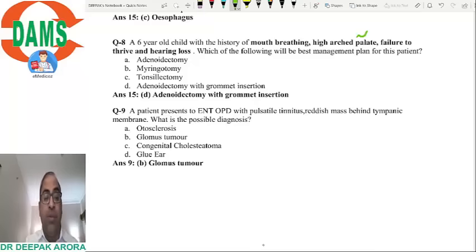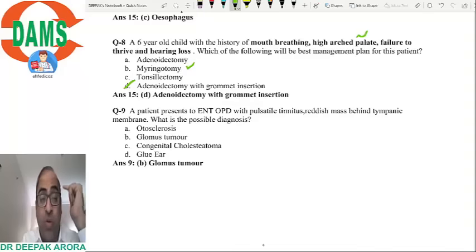Now option A, B, yes, we will go for myringotomy. We will puncture anterior inferior segment, followed by we will go for grommet, yes, and adenoidectomy. So what is the best answer? Best answer to this question will be your myringotomy, will be your grommet insertion, will be adenoidectomy. But now option D is much better option. Why? Because adenoidectomy and grommet insertion. So when you are putting a grommet, you are puncturing the tympanic membrane. So the word grommet insertion itself is including the myringotomy. I hope you are getting the catch in the MCQ.